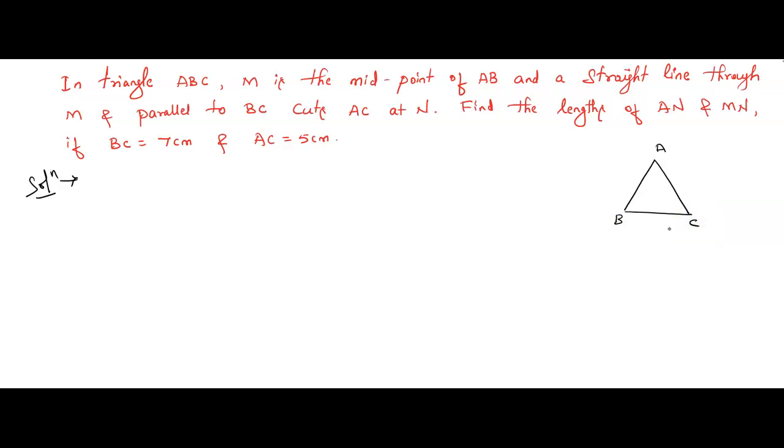M is the midpoint of AB, correct, no children? So we write here M. And after that, a straight line, we are drawing one line through M. From M we are drawing a line, understood? The condition is that it should be parallel to BC and cuts AC at N. It means you have to draw a line parallel to BC. Can you see this line?